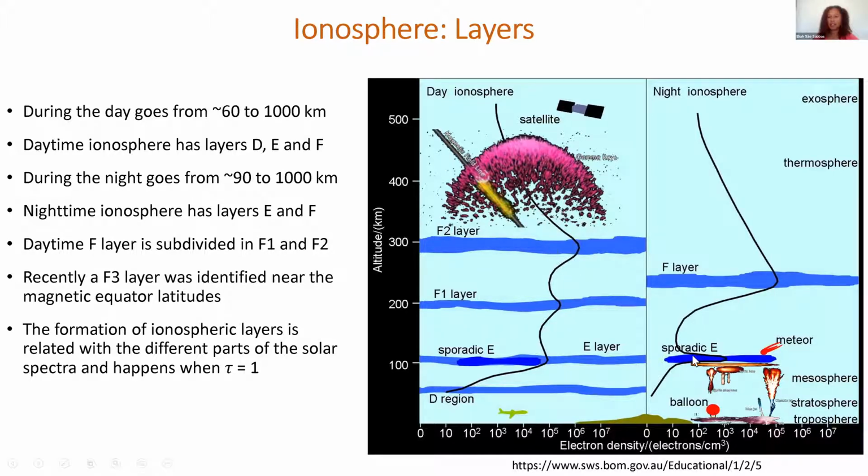During the night, it's a much simpler structure. It has the E layer because there is no sunlight to create this ionization. There are a lot of chemical reactions happening here. So only the E layer stays and the F layer stays. The layers are formed where the optical depth is equal to 1.